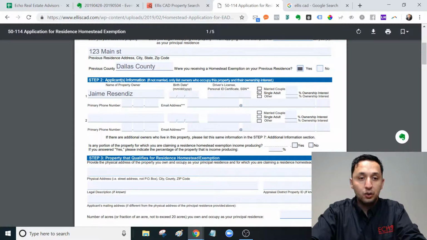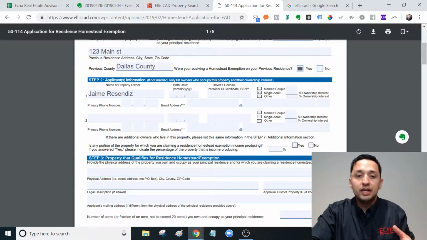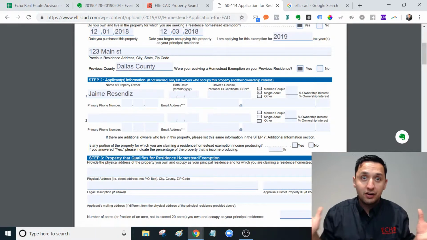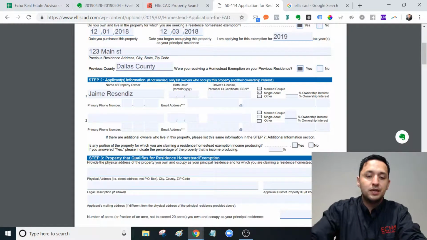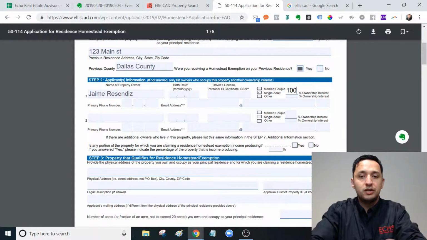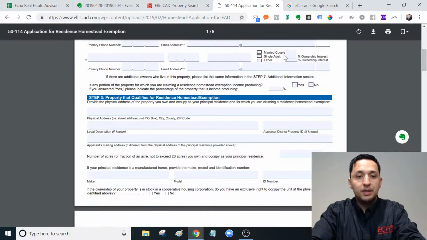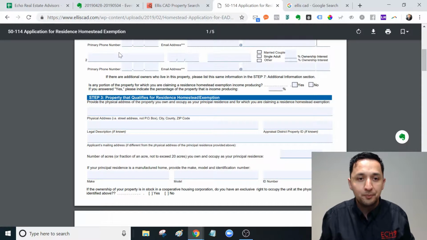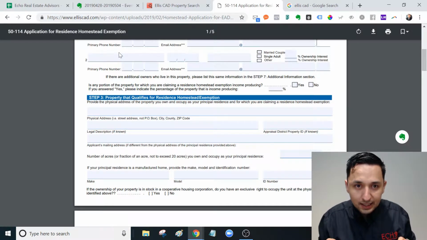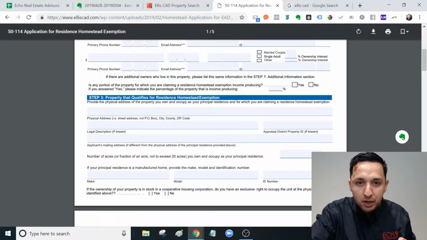Now, if you're married, you will be pulling your spouse's name down here, and generally married couples would be a 50-50 ownership interest. So there you would put 50 and then the spouse would be 50. But for this example, I'm going to put 100 as I'm the single adult owning the property. Then I'll put my phone number, I'll put the address, and that would be it. Again, the owner, independent of the spouse, you will need to put that in there as well. And most likely, if there are additional owners who live in the property, please list the same information.